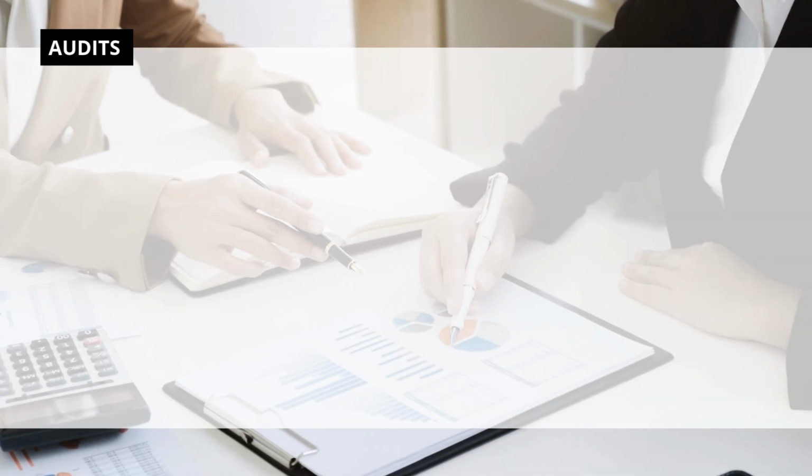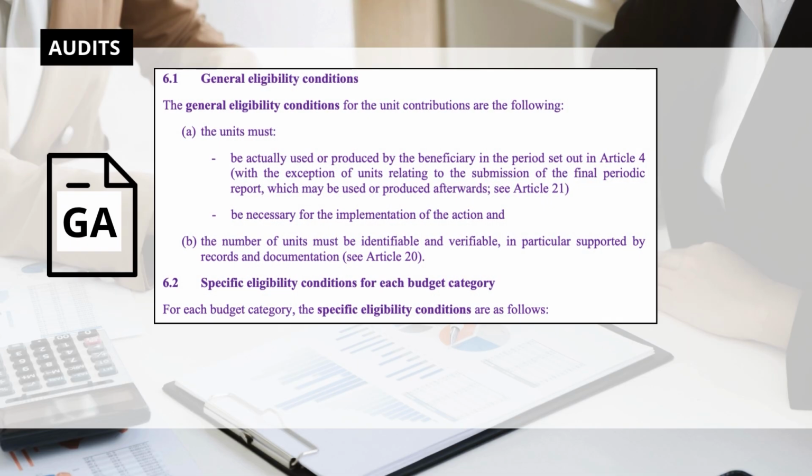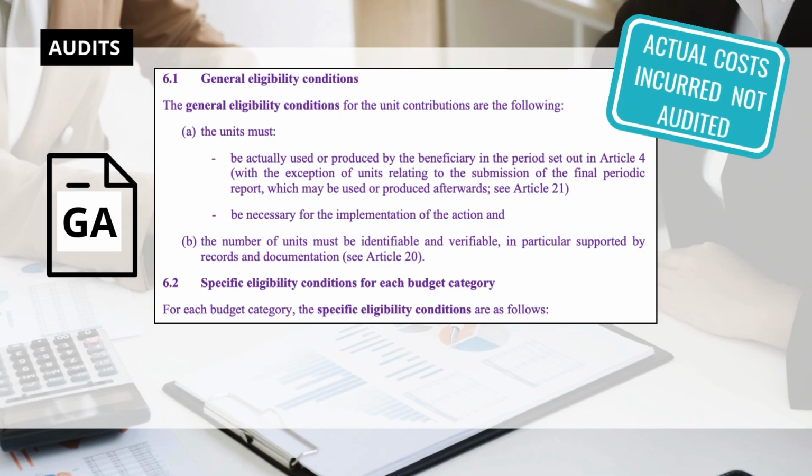Financial audits verify compliance with the grant agreement, focusing on both general and specific eligibility conditions, which differ from those applied to actual cost-based grants. In the case of unit grants, auditors do not examine the actual costs incurred. Instead, they assess the eligibility of the declared units. To be eligible, person-months must be actually incurred, necessary for the action's implementation, and their number must be identifiable and verifiable. Additionally, audits review the specific eligibility conditions for individual contributions.